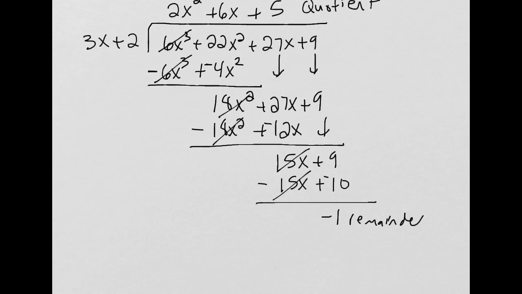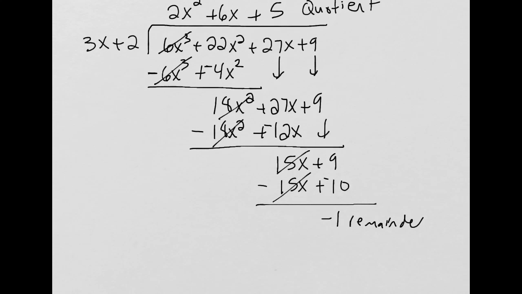So remember, there's a couple ways to express your answer. One is just by stating your quotient and remainder. Another way is to write out your answer as the quotient plus the remainder over the divisor. So what we were dividing by was 3x plus 2.